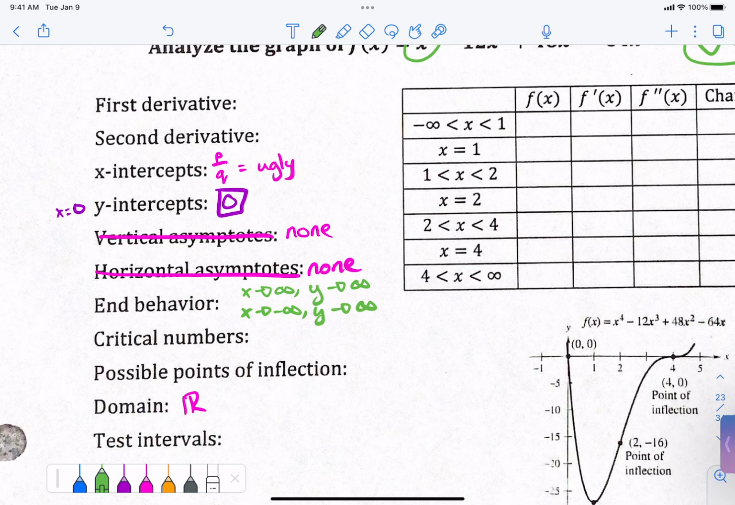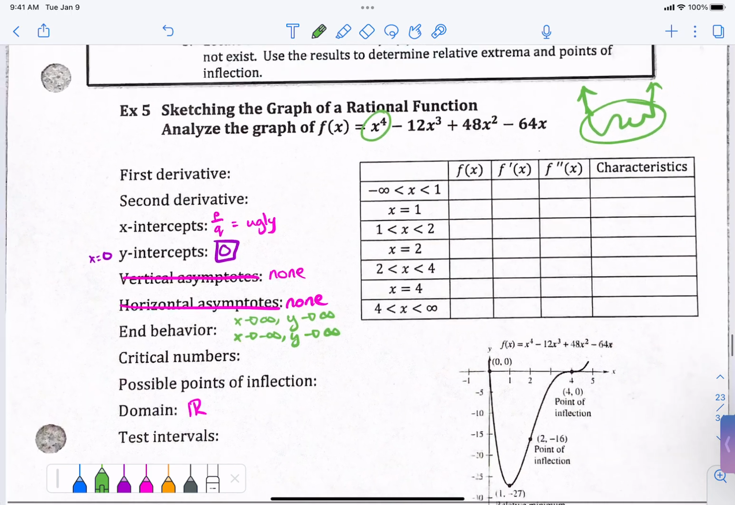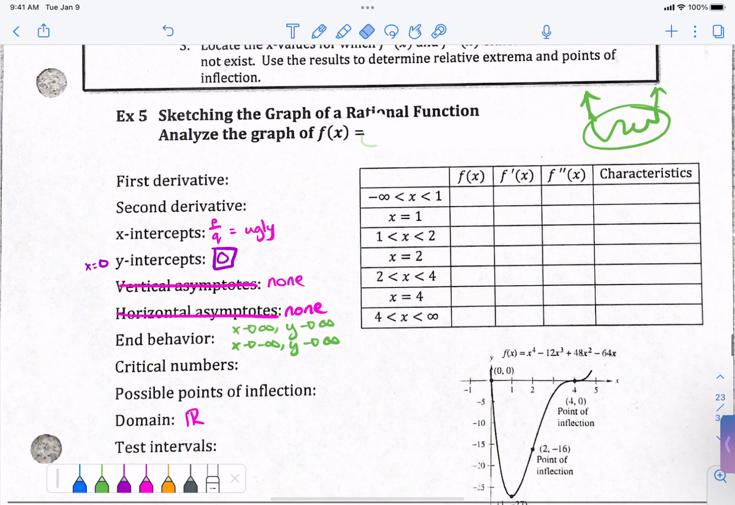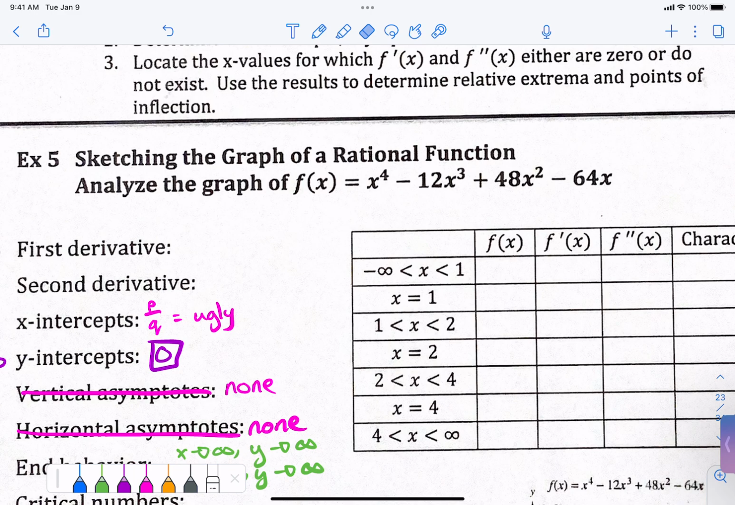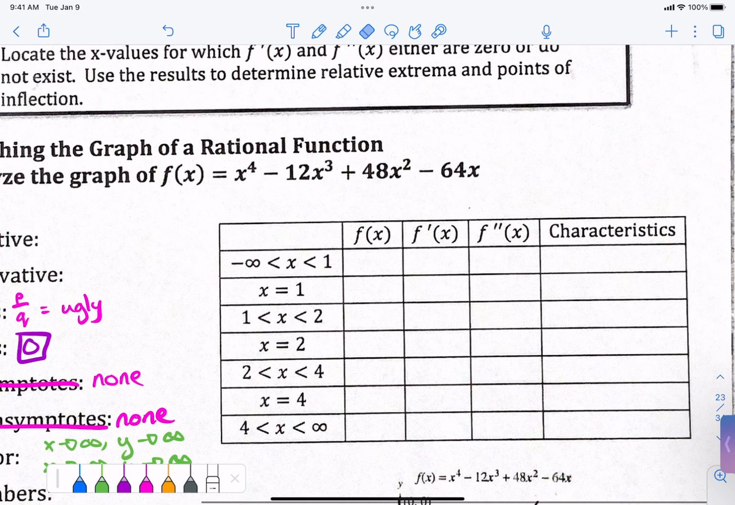Alright, now let's do our derivative stuff. Let's do all of our derivative stuff. Okay, let's do first derivative. I'm going to do them over here. First derivative.